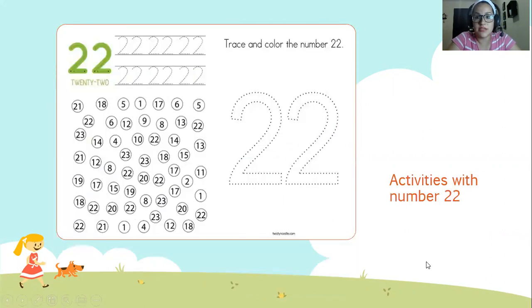They also practice writing with numbers. So in this case, they are going to trace number 22, and similar to the past activity with the letter F, they need to color the circles that have number 22 inside. And for this activity, they need to trace the number 22 and then color it with hand paint inside using their fingers.